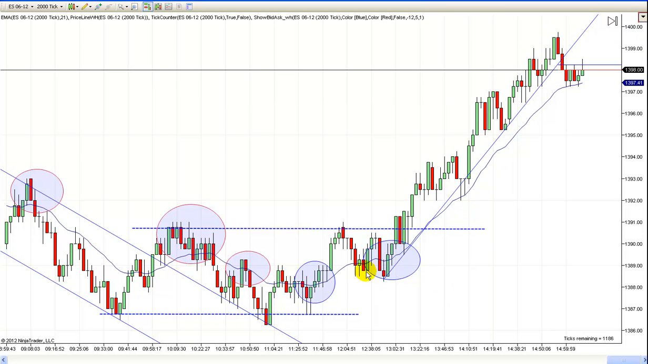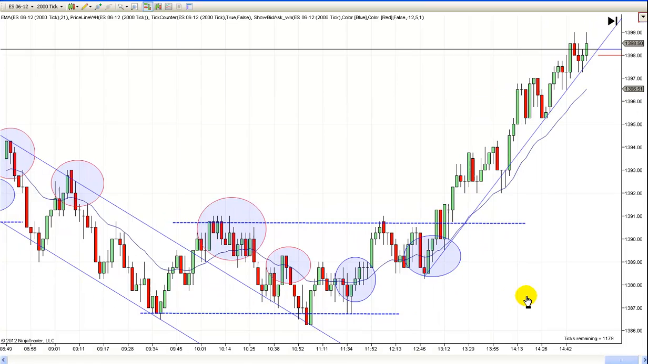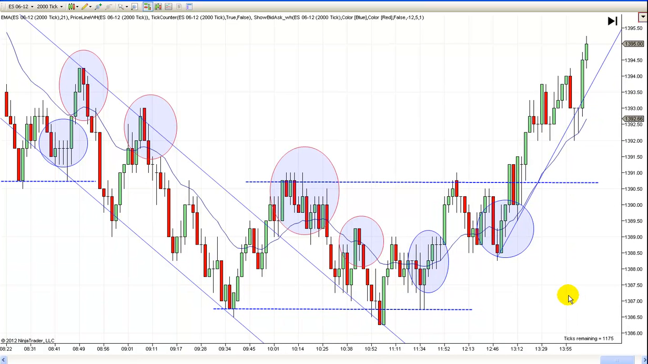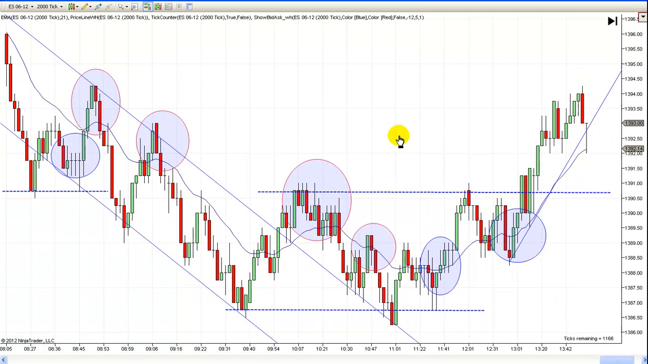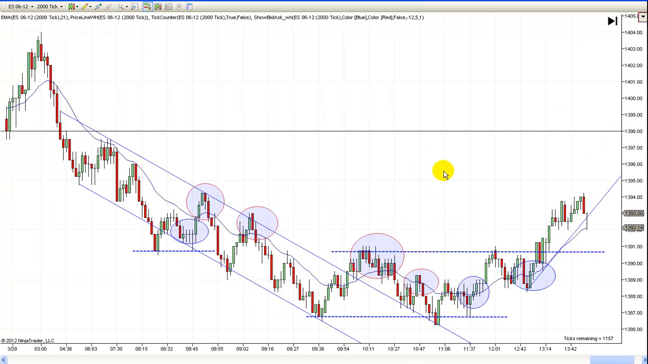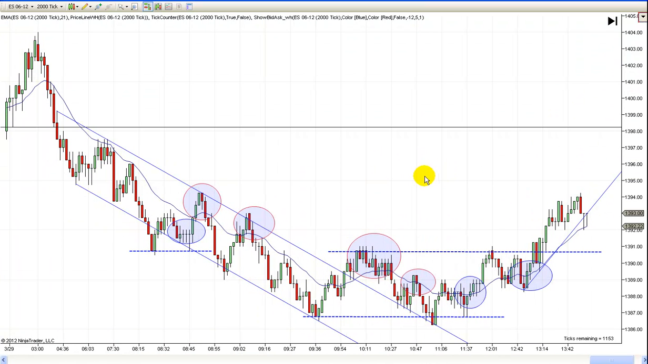I was done trading by this time, so I didn't trade this, but that's how I would have traded it were I still trading this market. So hopefully that makes sense to you. And again, that's not necessarily right or wrong. That's just the way I do it.